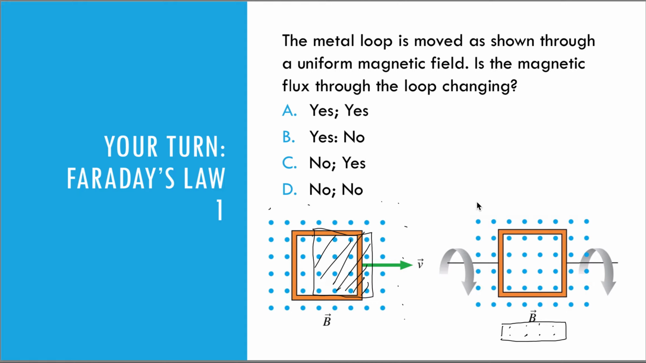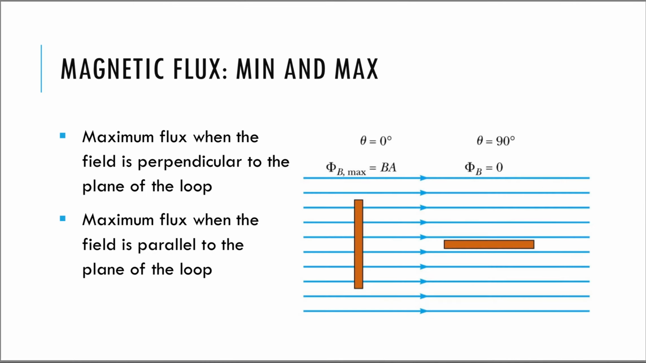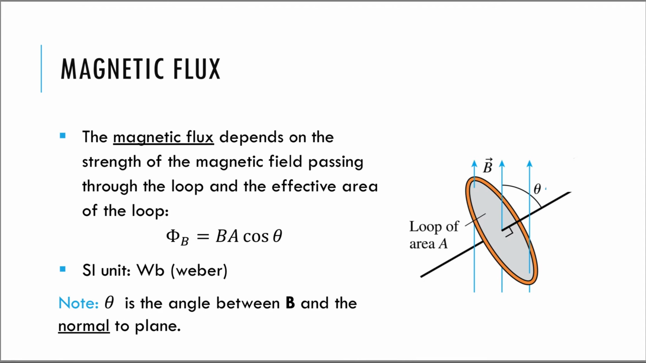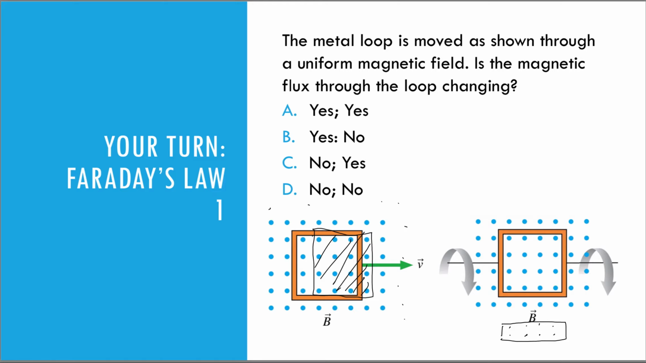I had a better picture of that a little bit earlier. Let's take a look at when we were talking about flux, right here. You can see when the loop is tilted, there is less field going through it. So that means that when it is rotating, the flux through it is changing.